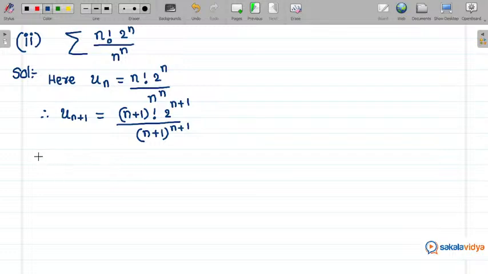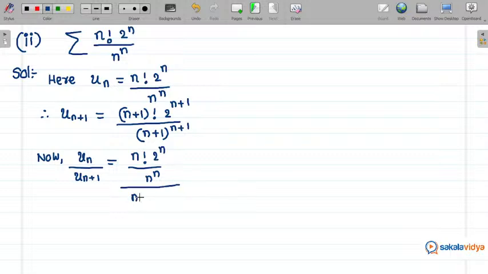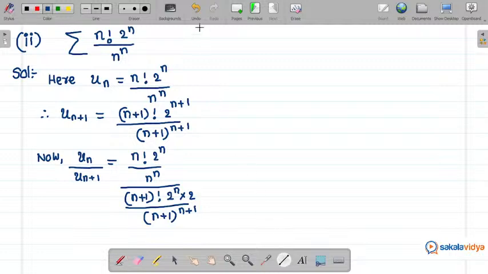Right. Now let us find un by un plus 1 form. So the value of un by un plus 1, let us evaluate. That is n factorial into 2 to the power of n by n to the power of n, divided by n plus 1 factorial into 2 to the power of n plus 1, you can write 2 to the power of n into 2, divided by n plus 1 all to the power of n plus 1. Am I right? So next we need to simplify.